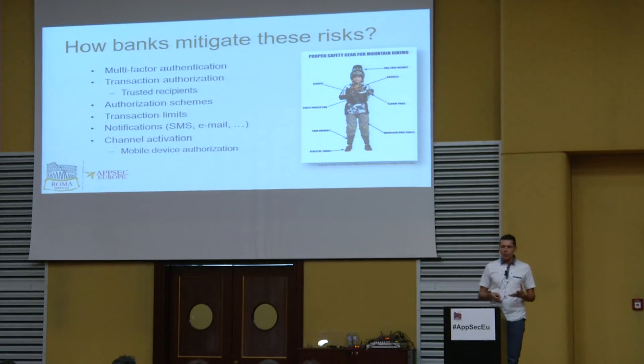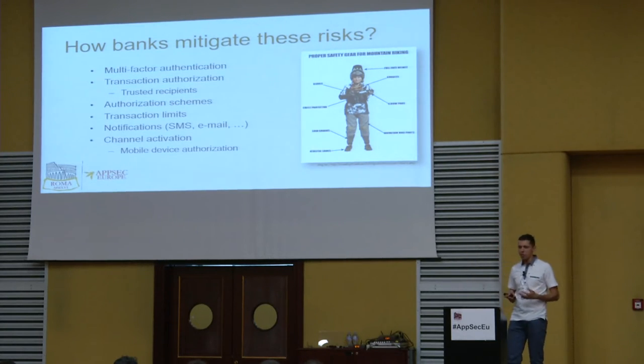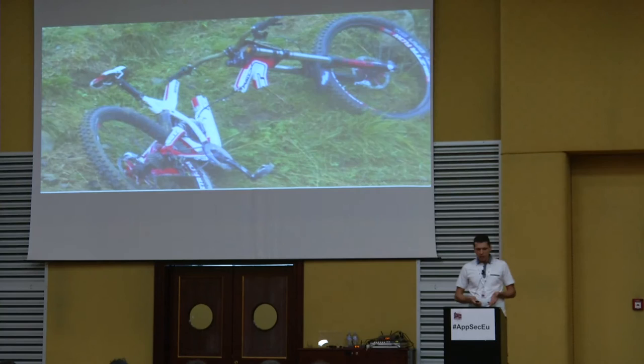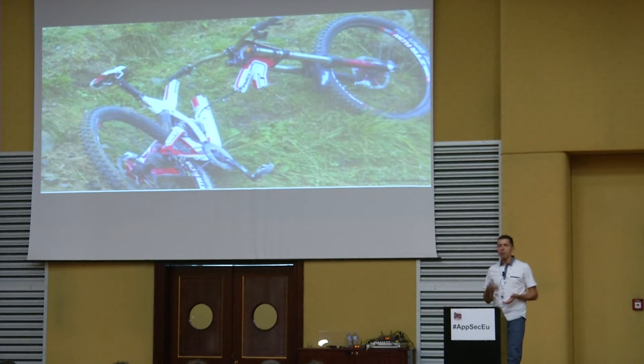So how do banks mitigate this risk? They're using different safeguards and a layered approach. Just like in sports, you are wearing all this security gear just in case of trouble. In the case of banks, we have multi-factor authentication, transaction authorization with a trusted recipients feature, authorization schemes, transaction limits, etc. And in sports, we are wearing all those protections just in case. But you want to be sure that it will work when it is needed, yeah? But what if some of these safeguards fail under attack? What if you hit the ground?